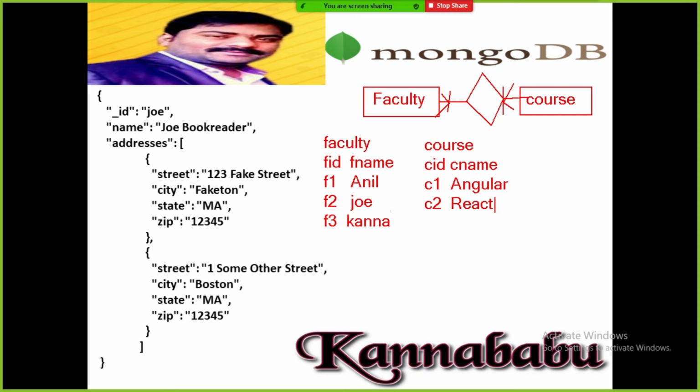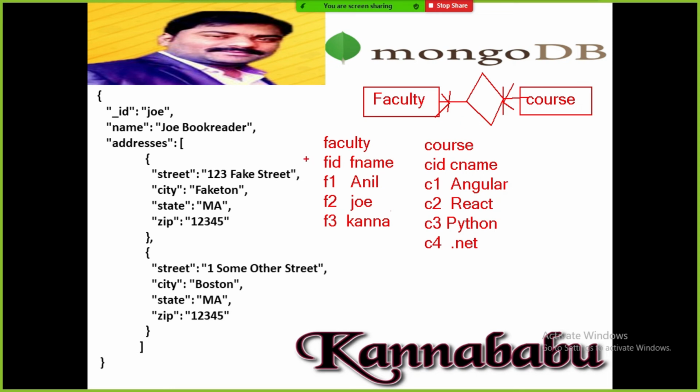C3, I'll give Python. Okay? C4, I'll give .NET. Okay? Now there is no relation between these two. Both are individual. Now what to do if a many to many relation exists? Generally in a relational database management system, what to do? Take the primary key of both the tables, create a separate table and keep both the primary keys in that separate table.